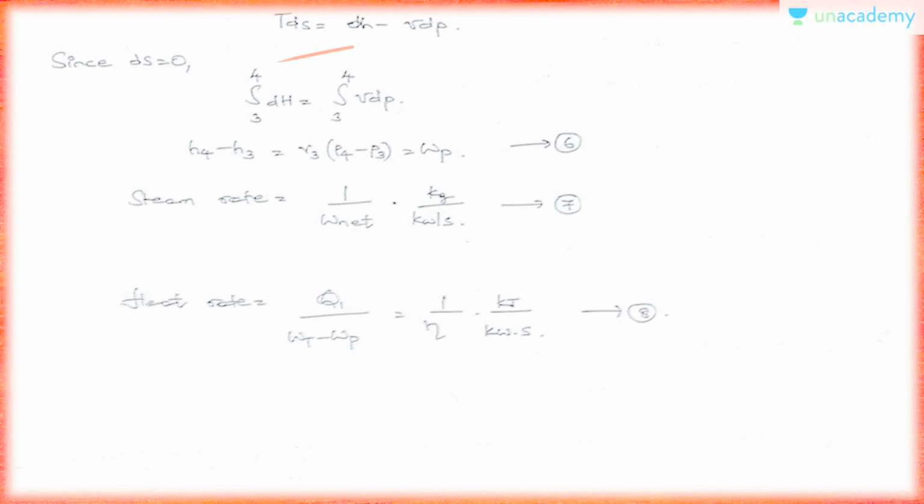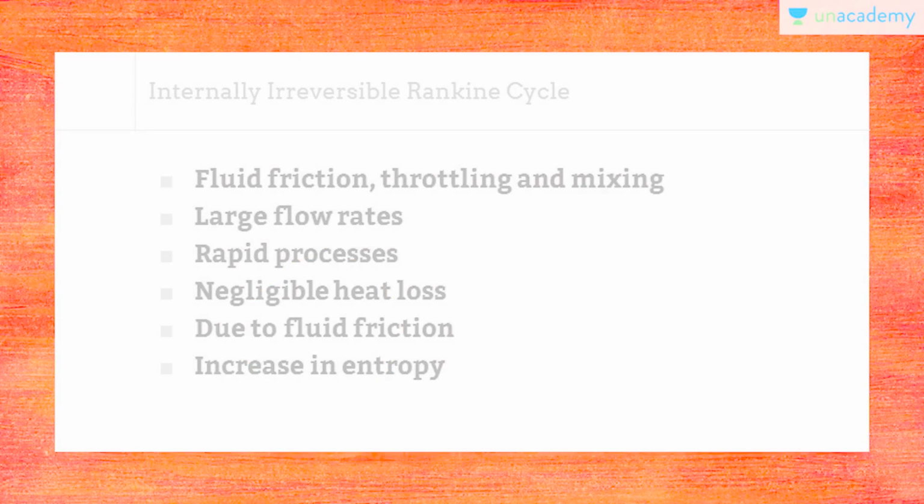And by taking the net change, by applying the integration over the 4 and 3 states, you get the following. The steam rate is given as 1 by the net work done, and the heat rate is given by the heat divided by the turbine work minus the pump work. So let's move on to the internally irreversible Rankine cycle.